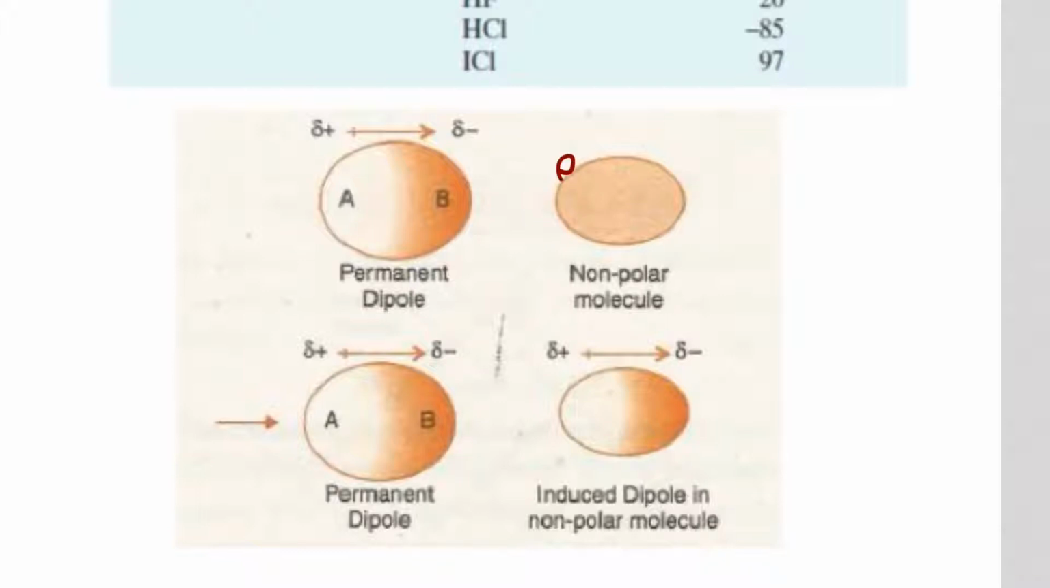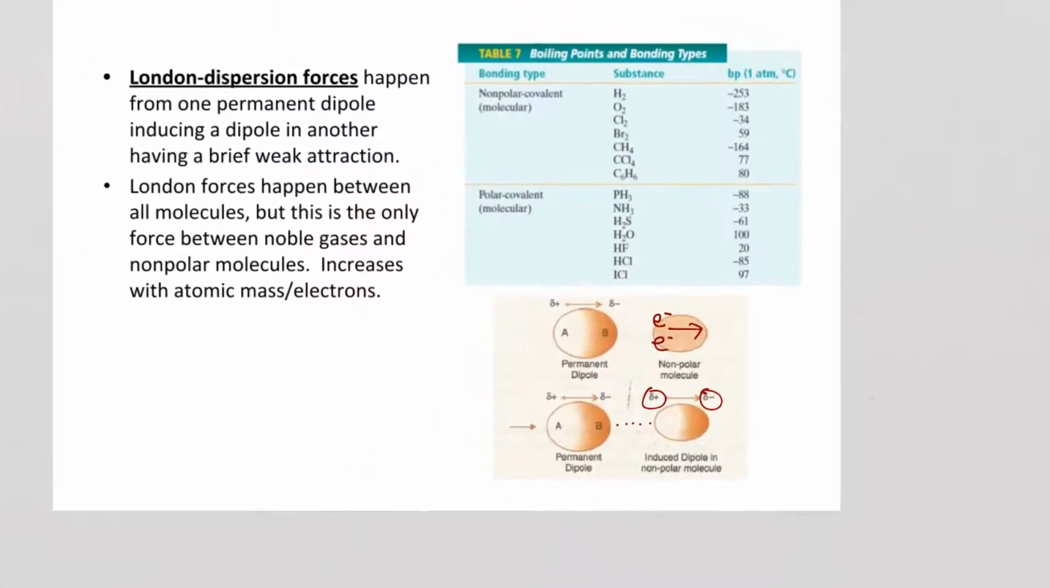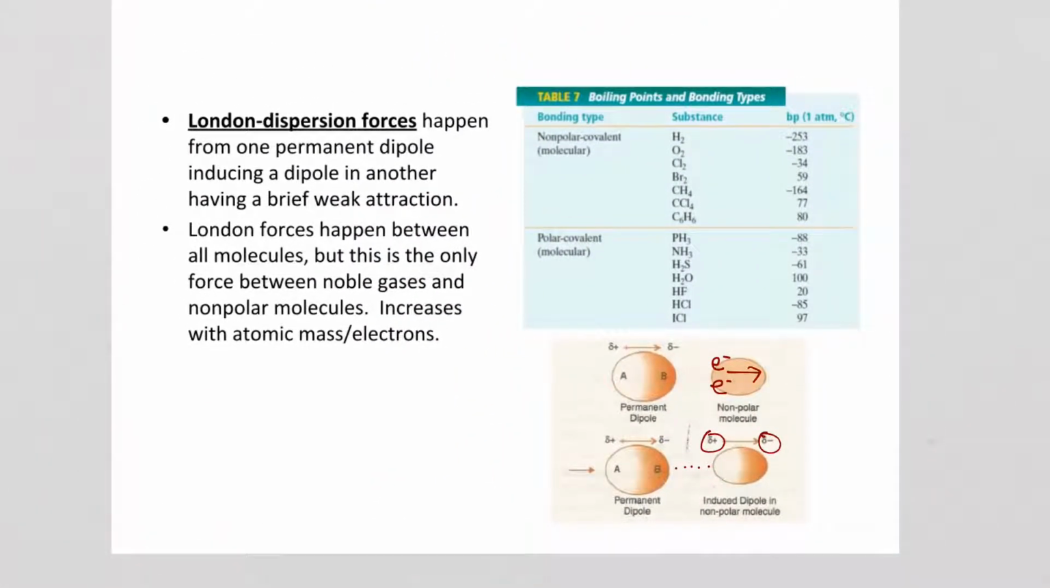It's going to have the electrons, which are always around, and it's going to push them away, repelling. When it does that, it makes this side partially negative because the electrons went away, which leaves this side partially positive. And in that moment, there's a slight attraction between the positive that's existing in the induced dipole and the negative of the permanent dipole. That attraction does have an impact and is the only one found between noble gases and nonpolar molecules. However, it is present in all molecules.